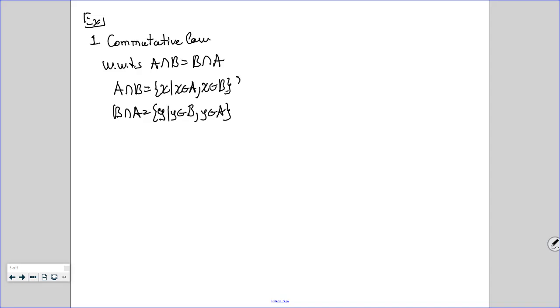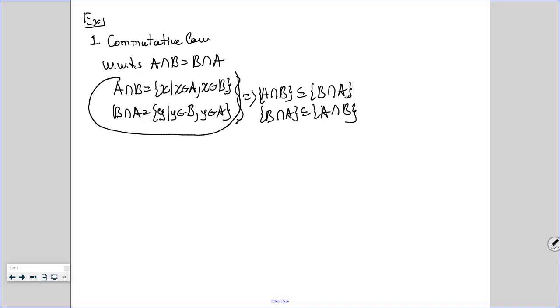So from these two we can see that equality follows, since remember equality means that we need to show that A intersection B is a subset of B intersection A and B intersection A is a subset of A intersection B. So from the definition it can be seen that whatever element we take that belongs to A intersection B, this element should be in B intersection A and vice versa.